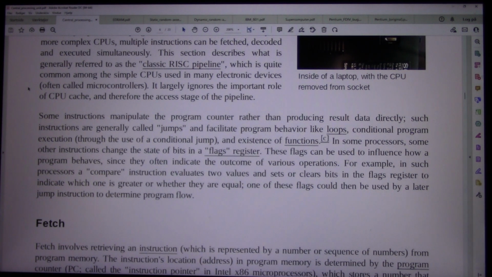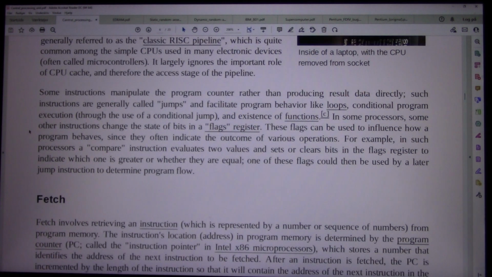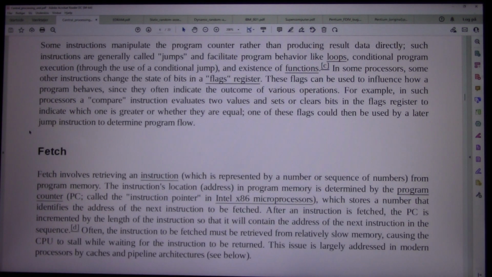Some instructions manipulate the program counter rather than producing result data directly. Such instructions are generally called jumps and facilitate program behavior like loops, conditional program execution through the use of a conditional jump, and existence of functions. In some processors, some other instructions change the state of bits in a flags register. These flags can be used to influence how a program behaves, since they often indicate the outcome of various operations.